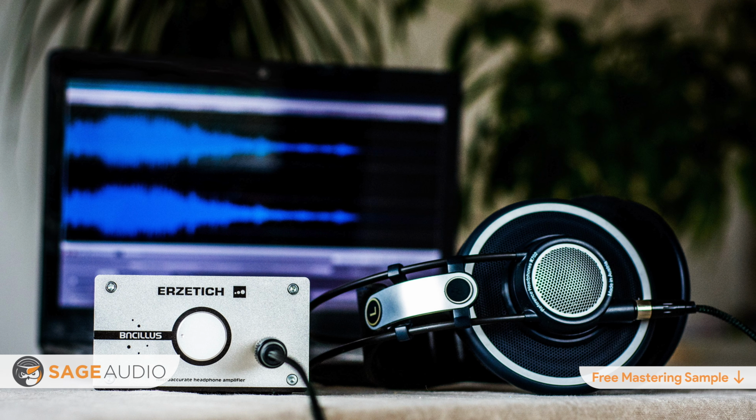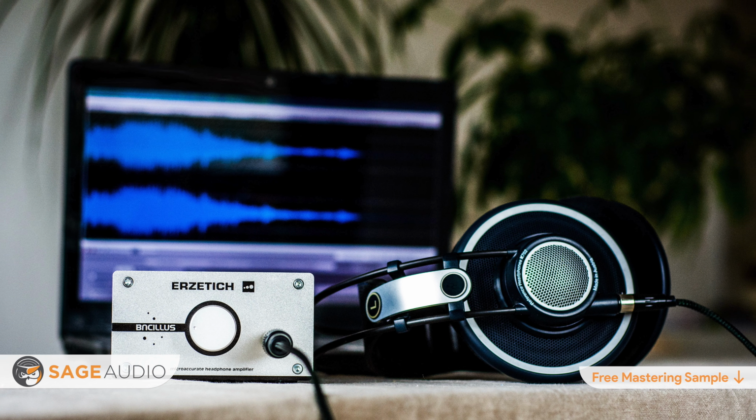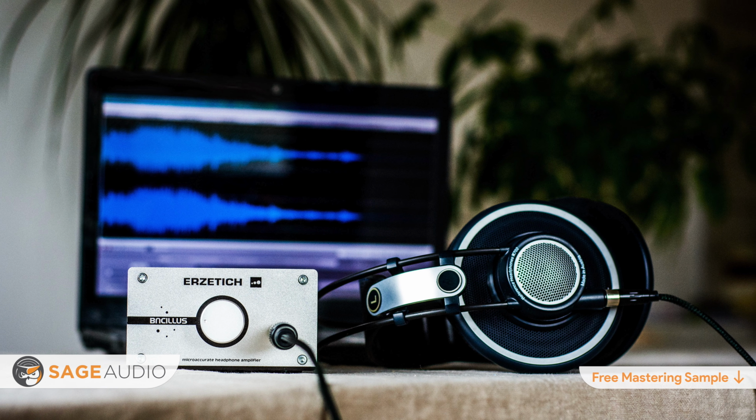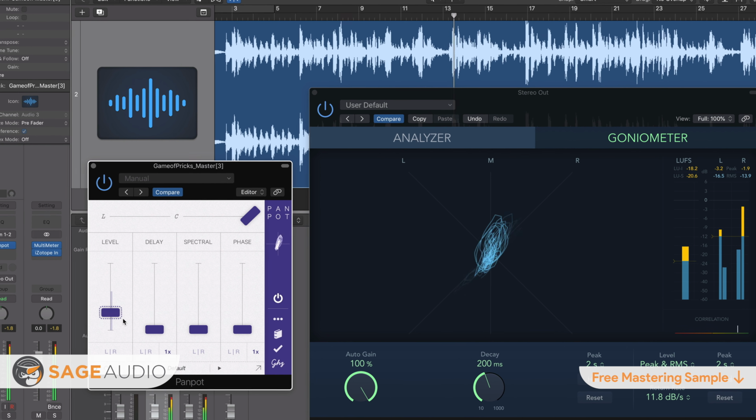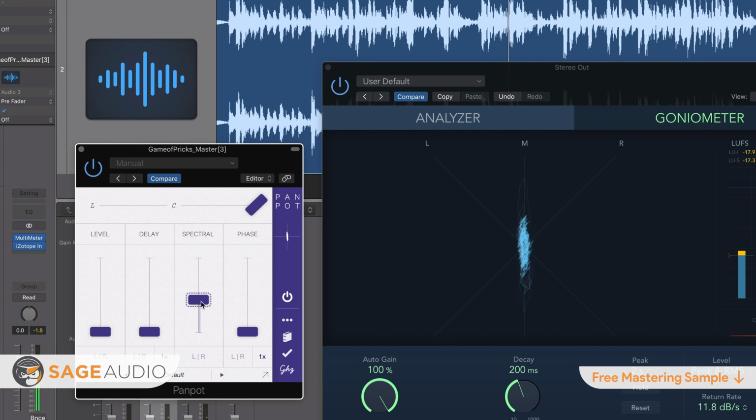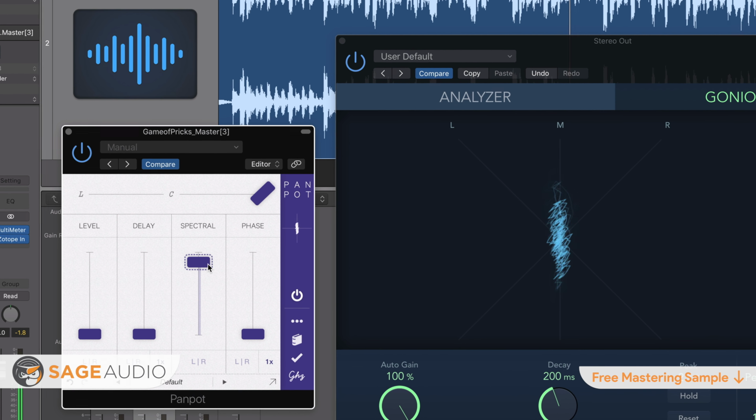So let's look deeper into stereo imaging, some of its important concepts, definitions, and misconceptions. Additionally, let's cover some of the processing used to affect the stereo image, how it works, and how it's utilized during tracking, mixing, and mastering, respectively.